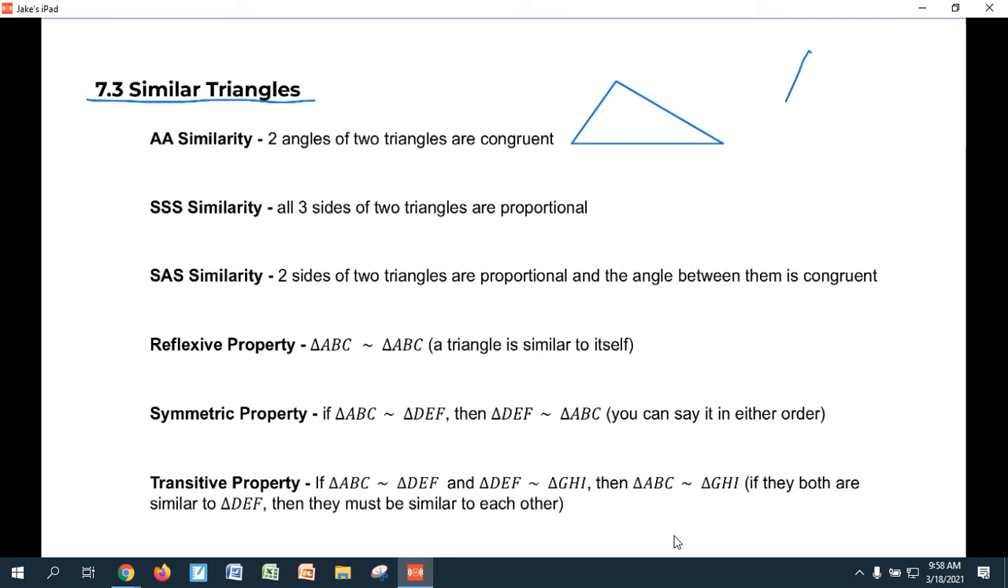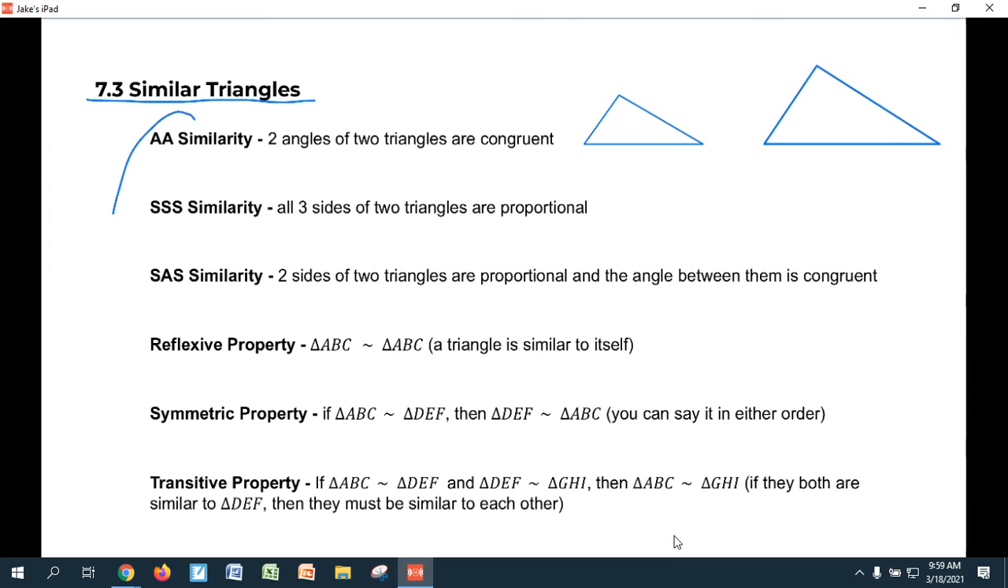Now, let's say I have a triangle like this, a triangle like this. If you look at these two triangles, obviously they're not congruent. The one on the right is a little bit bigger than the left one. But what we can prove is that they are similar. But we can't just assume that because they look similar that they are similar.